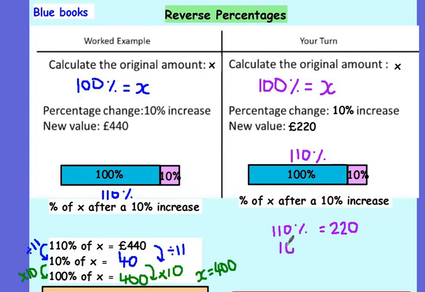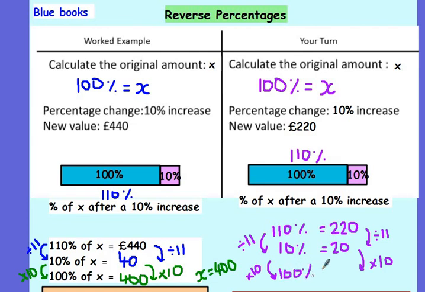So Breeze, how can I work out what 10% would be? Great, divide it by 11. So this time 10% of my original number is 20. How can I work out what 100% would be for me, please? Darcy. 10, great, multiply it by 10. So my original number X must have been 200.